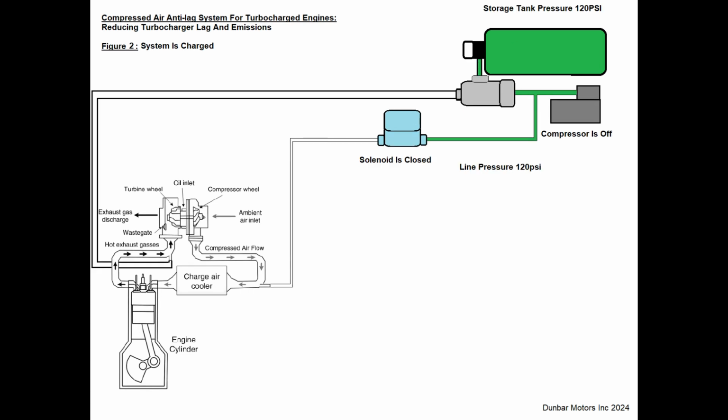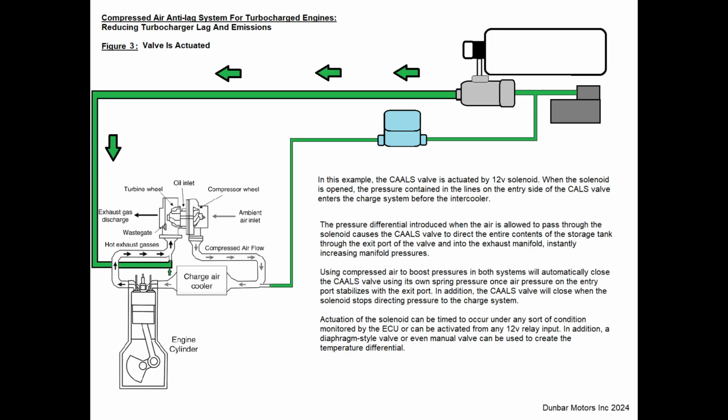Okay, so to visualize that, you can see here that with the system turned on, the compressor will fill up the tank to 120 psi and then turn itself off. As you can see, the solenoid is closed. Once the solenoid is open, the entire air mass in the storage tank will instantly be sent into the exhaust manifold, spinning the turbocharger just like it was an explosion, except it's fresh air and there's no additional fuel. That'll actually lower those NOx gases.